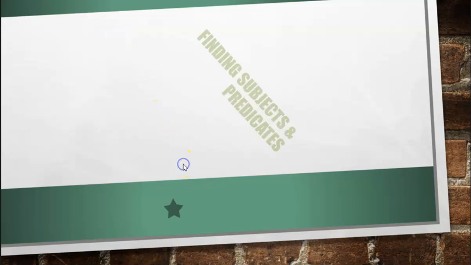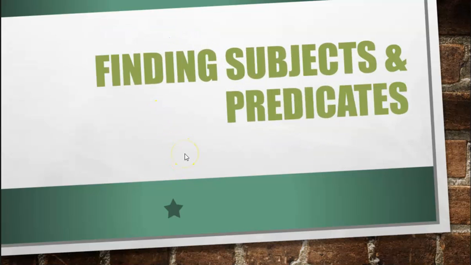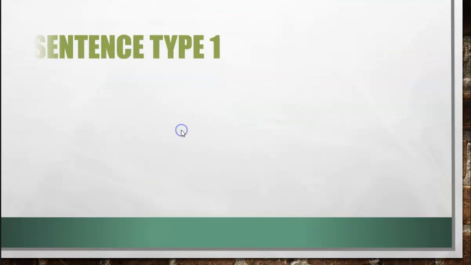Okay, so this lesson is on how to find your subjects and your predicates, and it's our second lesson on sentences. Basically, if you can recognize the type of sentence you have, you will find that there are certain places within that sentence that subjects and predicates are typically found. We're going to look at 4 different types of sentences and where to find the subjects and predicates.